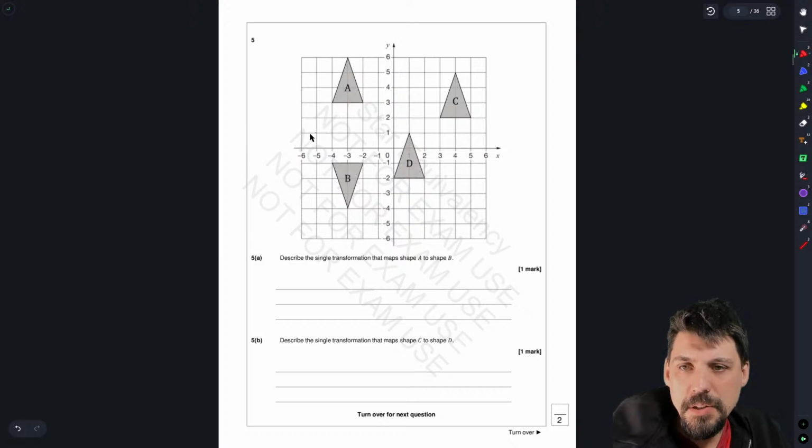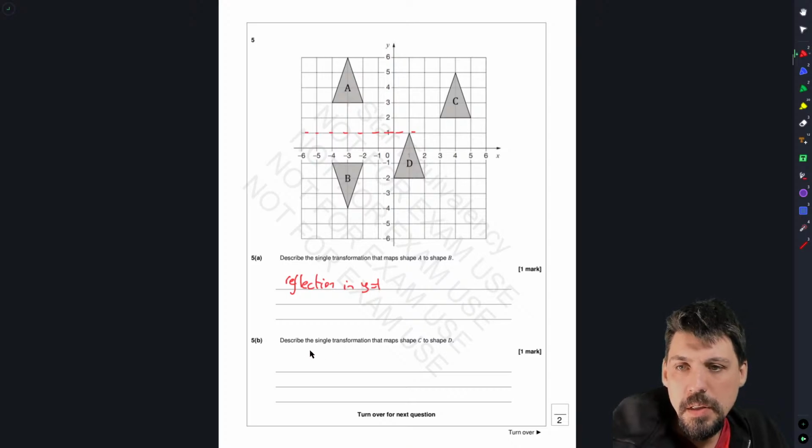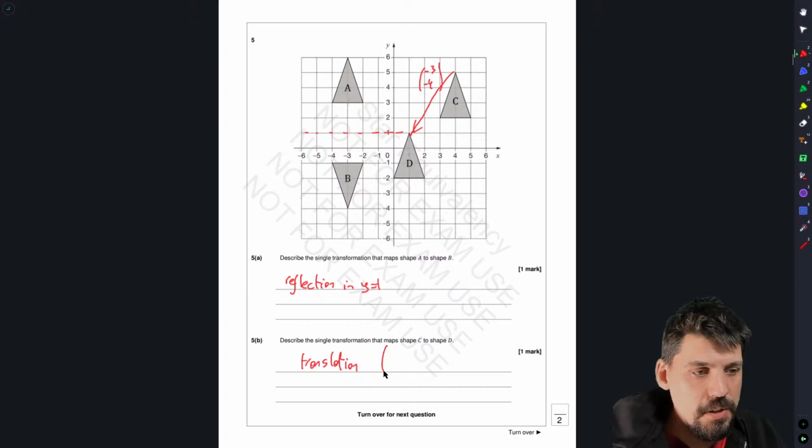Right, shape A to shape B. We're going to go reflection in y equals 1. C to D, that's a translation, and that doesn't really matter which exam board you do. We're going 3 to the left and 1, 2, 3, 4 down. Translation minus 3, minus 4.